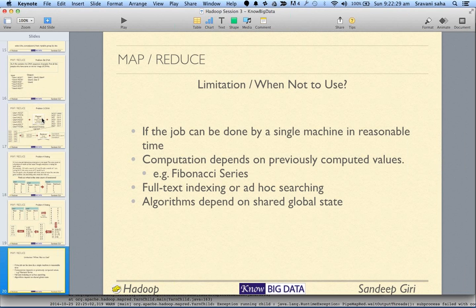Okay. First, if the job can be done using a single machine, do it using a single machine. Do not go over to MapReduce. It's as simple as that.